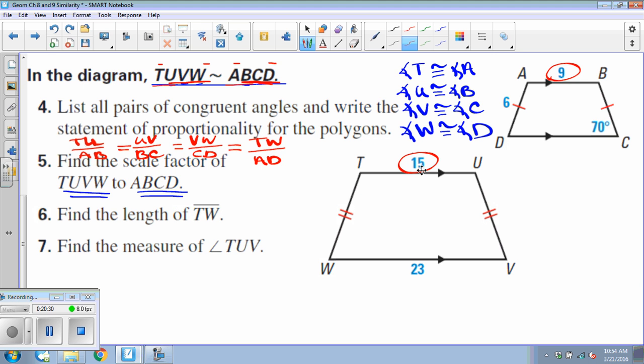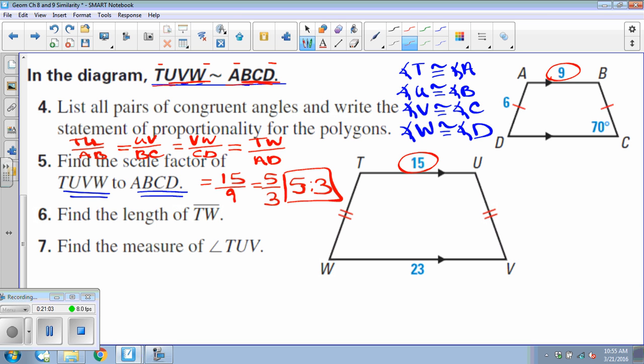So it's 15 over 9. And then we just reduce that. If we divide them both by 3, we get 5 over 3, right? So the scale factor is 5 to 3. Now, if it had asked us for ABCD first, then it would be 3 to 5. Okay?